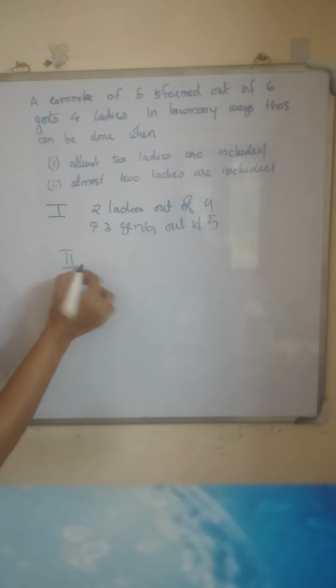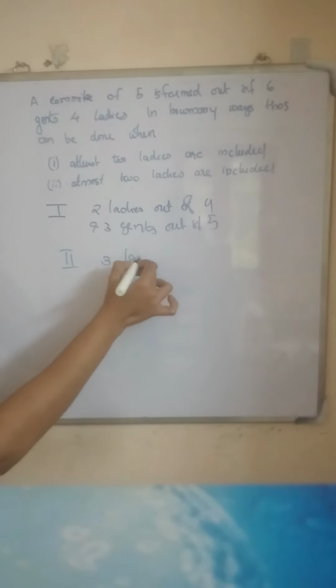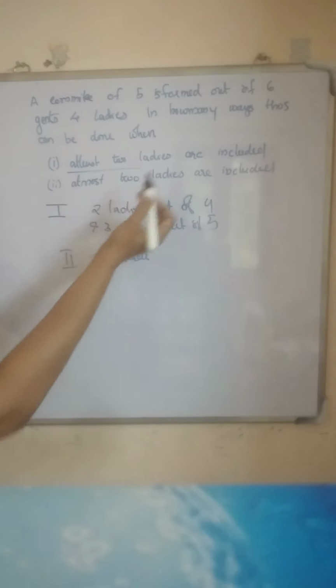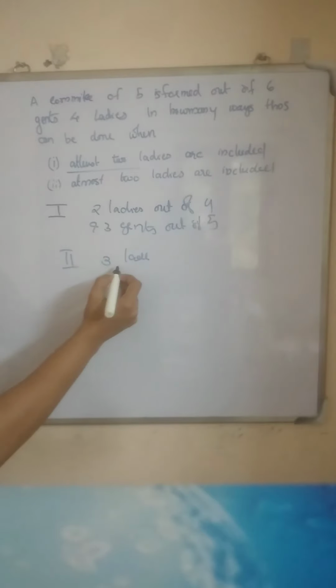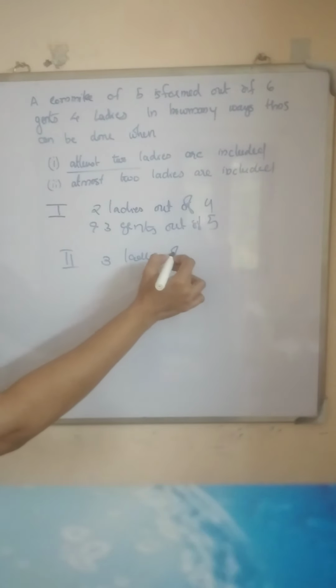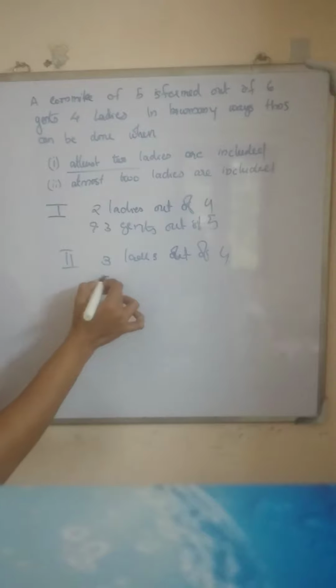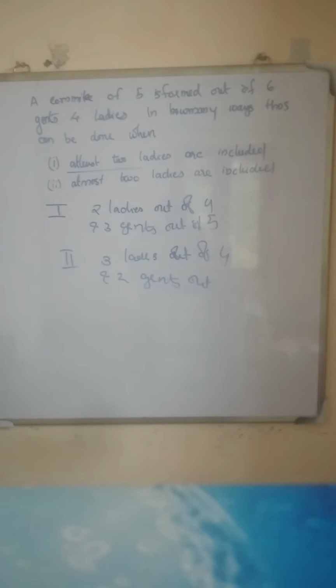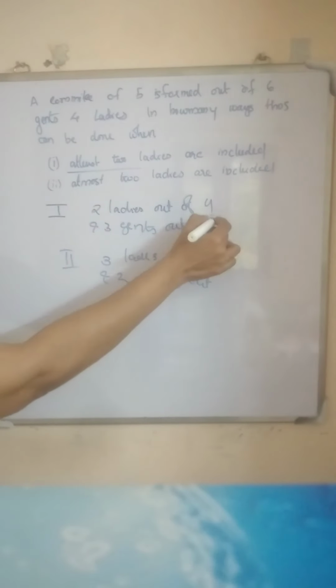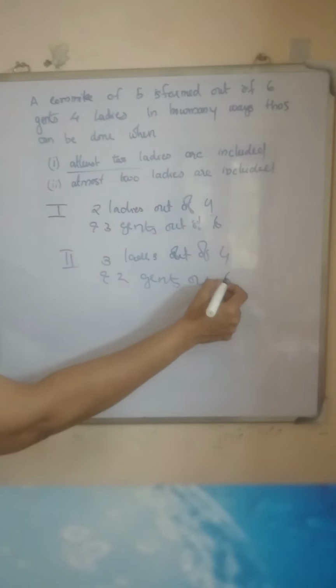Or you can choose 3 ladies out of 4, because at least 2 ladies are included in the committee. It may be 2, 3 or 4. Here 4 ladies. So 3 ladies out of 4 and 2 gents, sorry, here also 6 gents. The committee of 5 is formed by 6 gents and 4 ladies. So 2 gents out of 6.